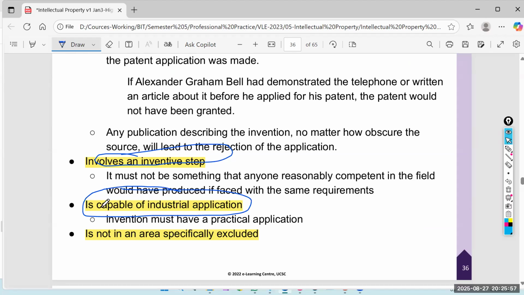Especially special algorithms, like algorithms related to audio files and video files, they get patents, but not the normal commercial software development code. And also it must not be in an area specifically excluded. So there are areas which are excluded for patents. In those areas you can't get patents.